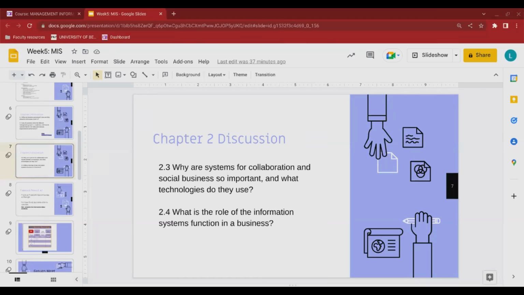How do you see, for example, the University of Belize using social business and social media to support their business and promote themselves?